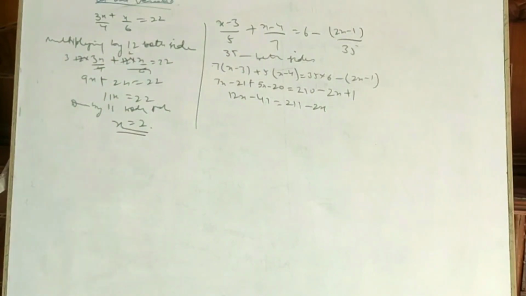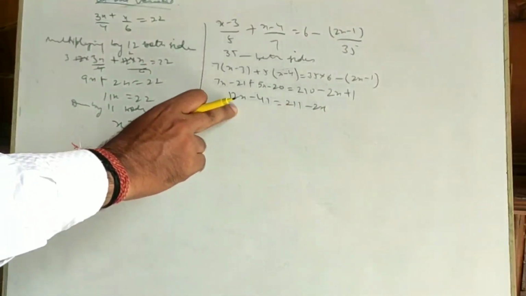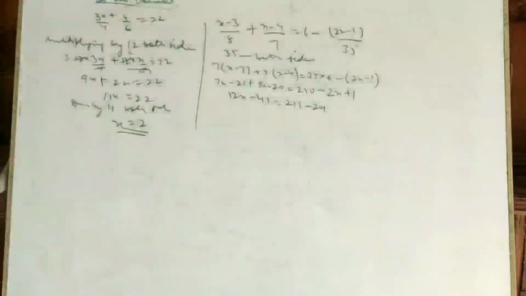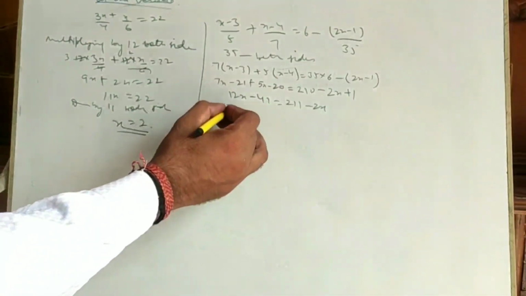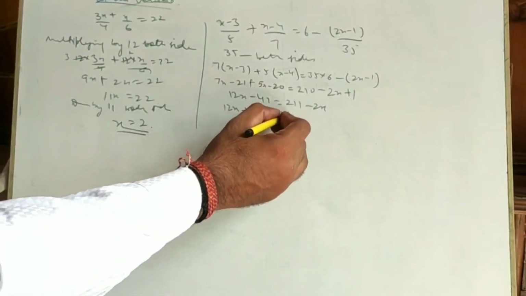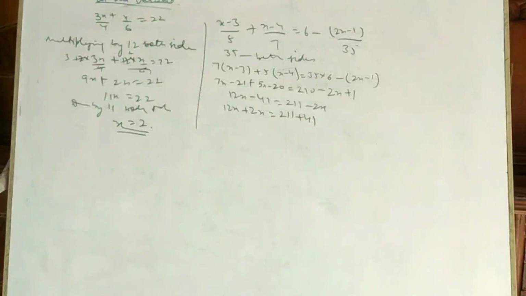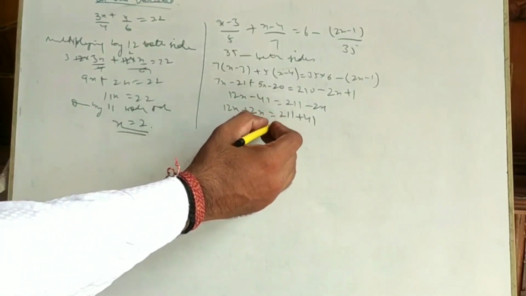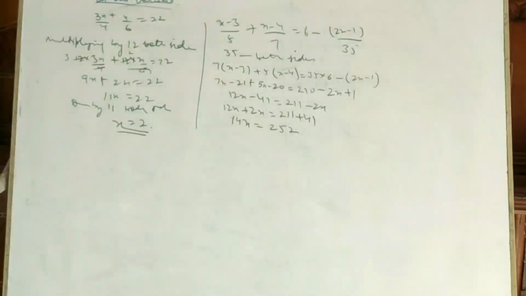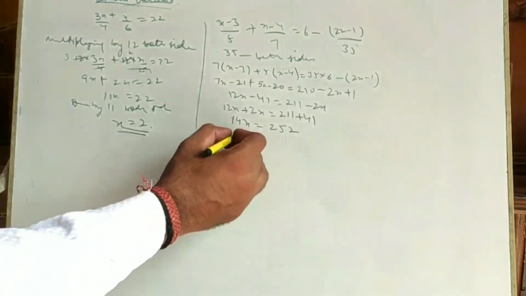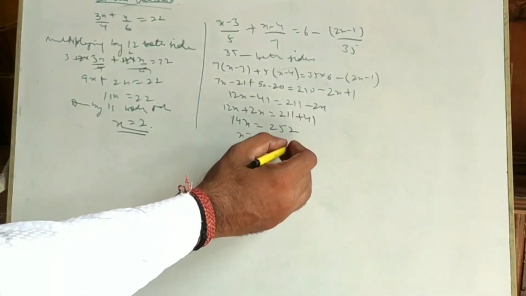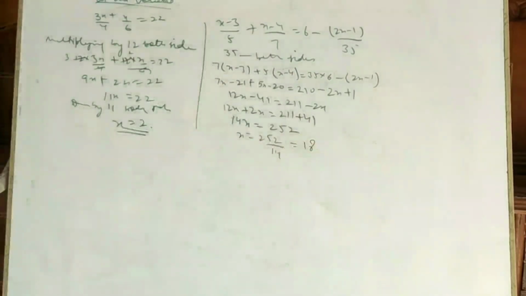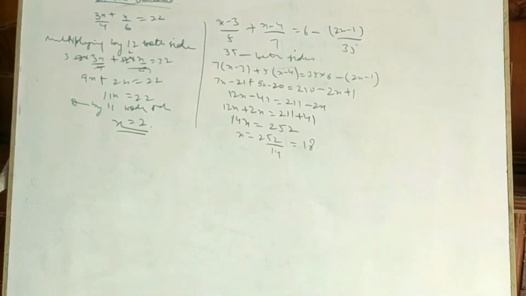Okay. Now on transposing, this minus 2x becomes plus 2x, or adding 2x to both sides. It's up to you how you write it, but we will say that this is 12x plus 2x, this is 211 plus 41. Okay, this is transposing. So now 14x is equal to 252. On solving this, we have x is equal to 252 divided by 14, and it is 18. So in this question we multiplied the equation by 35 on both sides.